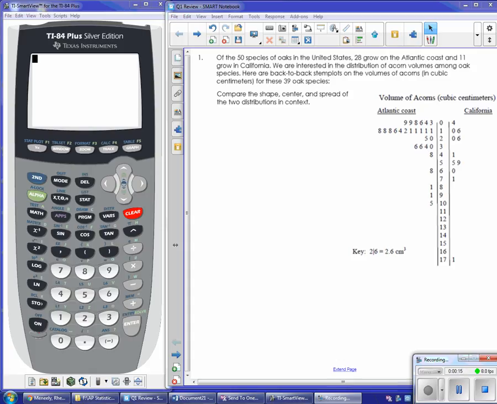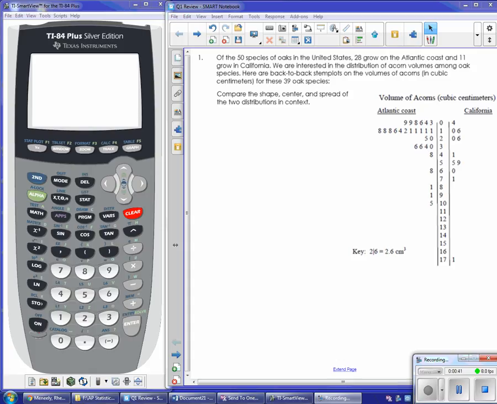It says, of the 50 species of oaks in the United States, 28 grow in the Atlantic coast and 11 grow in California. We are interested in the distribution of acorn volumes among oak species, and here are the back-to-back stem and leaf plots on the volumes of acorns. This is in cubic centimeters for these 39 oak species. And you're asked to compare the shape, center, and spread of the two distributions in context.